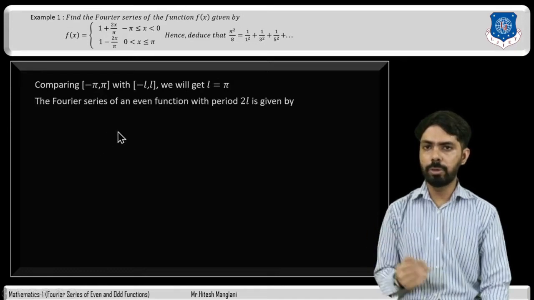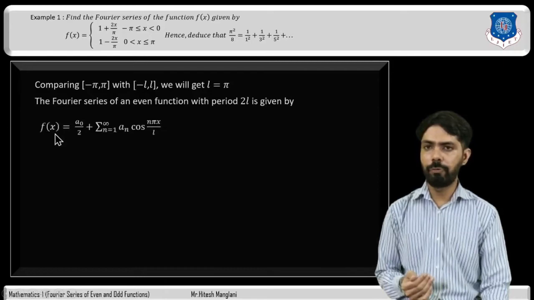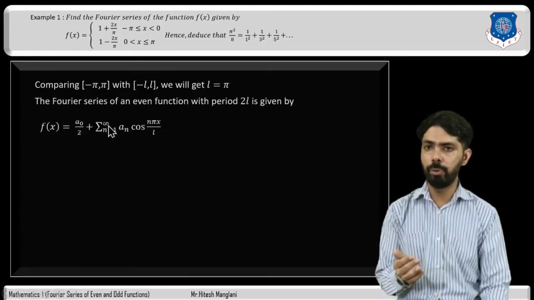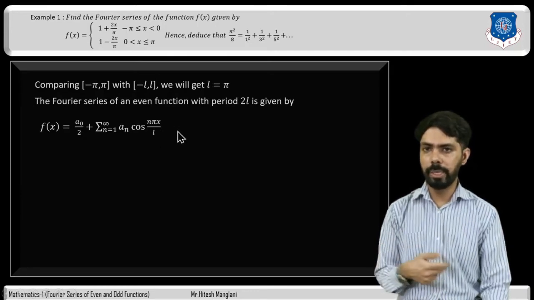So the Fourier series of an even function with period 2L is given by f of x equal to a0 divided by 2 plus sigma n equal to 1 to infinity an cos(n pi x divided by L). Here bn is 0, so there is no need to write down that term.